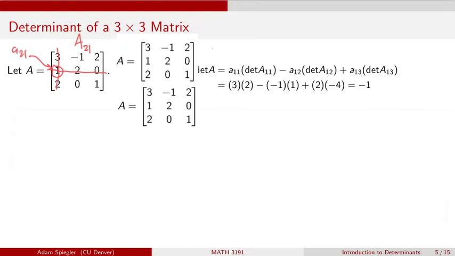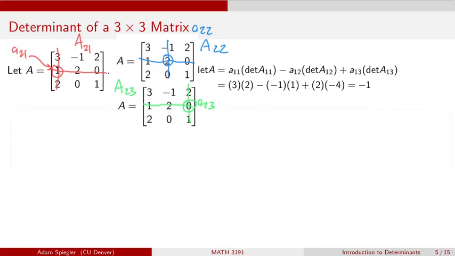And then we would work our way across to the next entry, A22. We would cross off all of the entries in the same row and column as A22, and then take the determinant of that submatrix A22. And then we can take this last entry, A23. We eliminate all of the entries in the same row and same column as that, and we're going to use submatrix A23 and think about the determinant of that matrix.